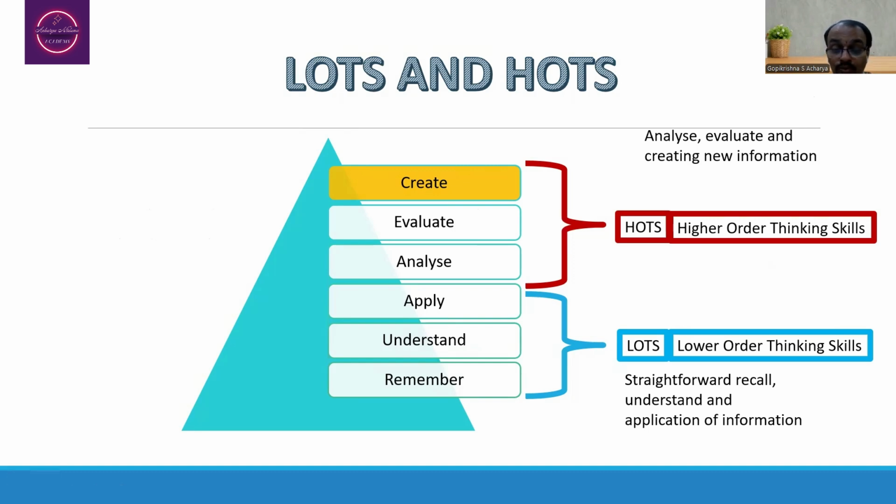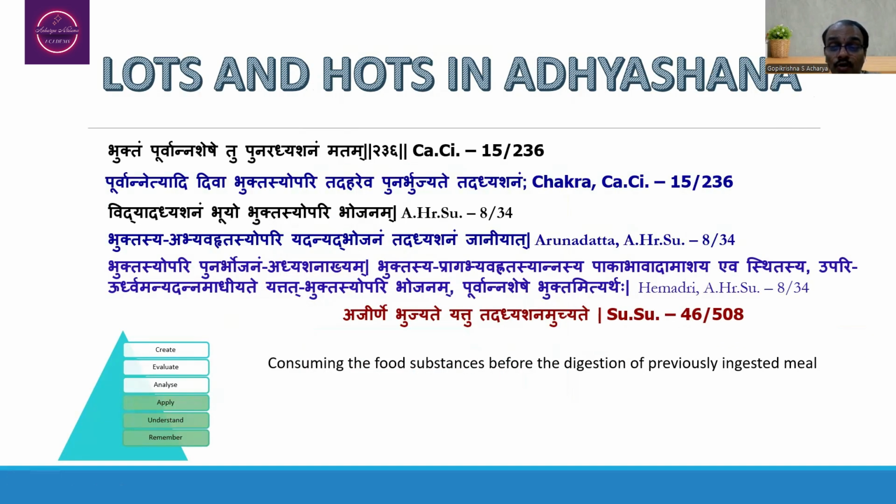Now we are going to understand these LOTS and HOTS by an example. Let us take the example of Adhyashana. Bhuktam purvanna sheshetu punaradhyashanam matam. Already the person has taken some amount of food that is present in the Amashaya. He has taken another morsel, so that is considered to be Adhyashana.